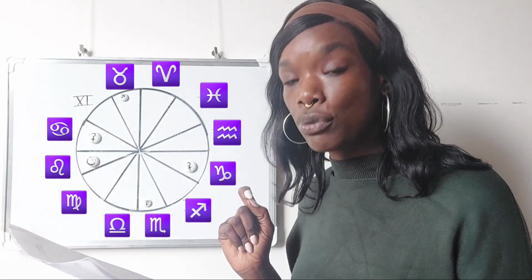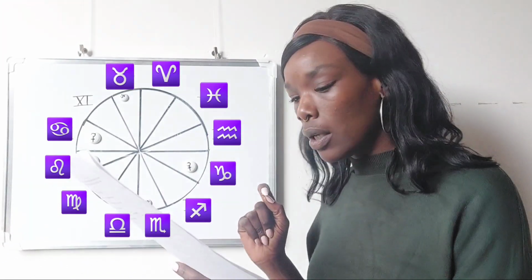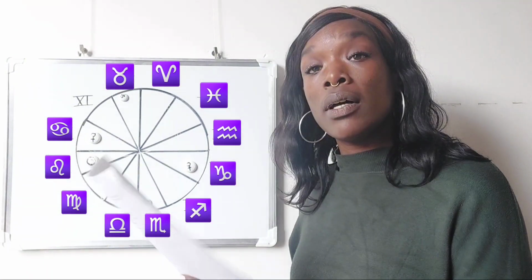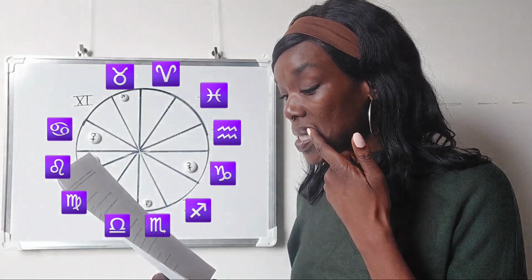In medical astrology, it rules the shins, the bones, and the joints. And the people it represents are the bosses again.